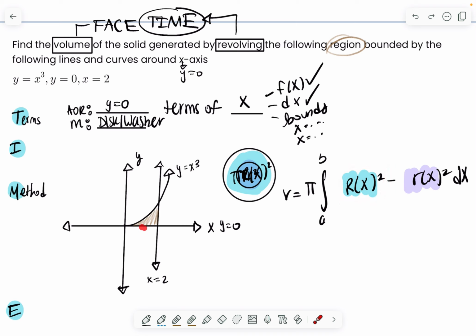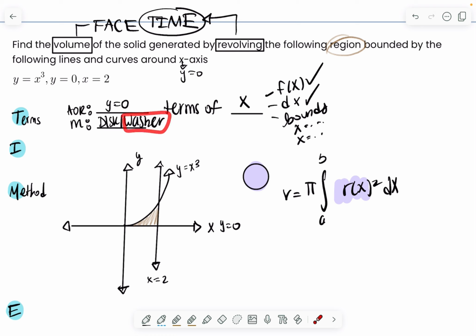My bigger radius is the distance from the axis of rotation, which is the x-axis, all the way to the second graph. But wait, I don't see a second graph. So what does that mean? The big hole doesn't exist. Therefore, I only have that purple hole and I don't have to subtract anything, and it just becomes disk. So that's why I tell you start with washer first, and if there's something missing, then it just automatically becomes disk. That's why disk and washer are basically the same thing, because disk is just the area of one.